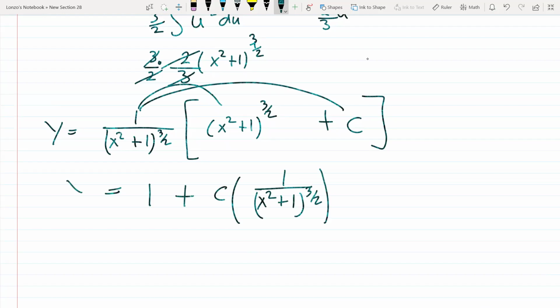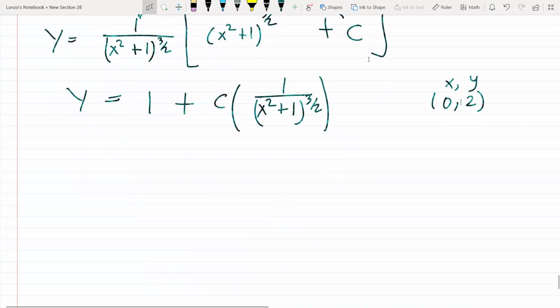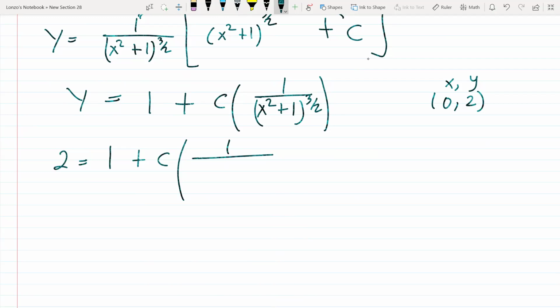And then you have y here. And then the thing is, we have an initial value. So we have a coordinate at 0, 2. We're going to have to solve for our c. I'm going to replace y with 2. And then it's 1 over, and my x is 0. So it's 0 squared plus 1 raised to the 3/2. That's just 1. So it's 2 equals 1 plus c. And then solve for c, so subtract 1, you get c equals 1.